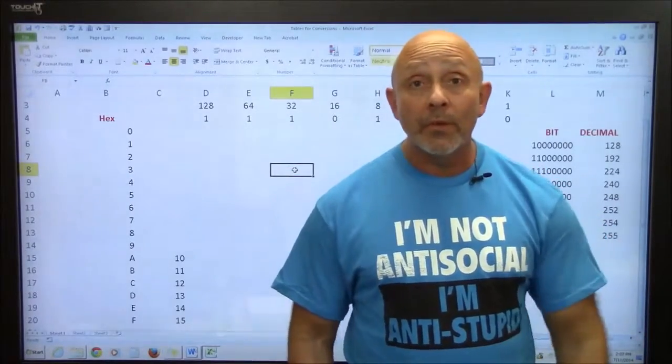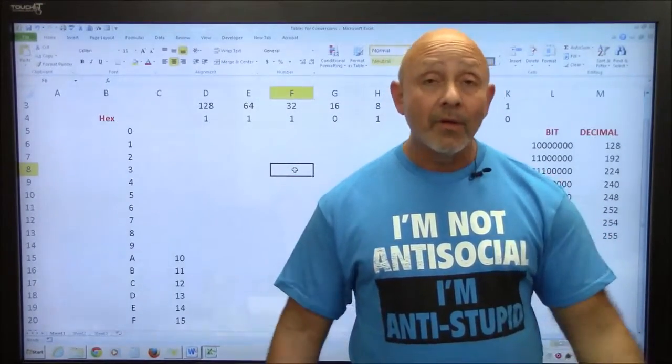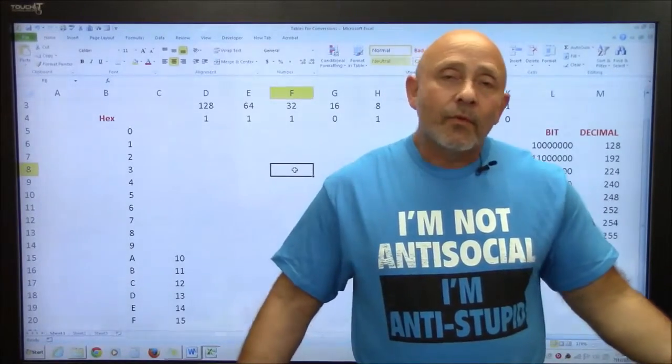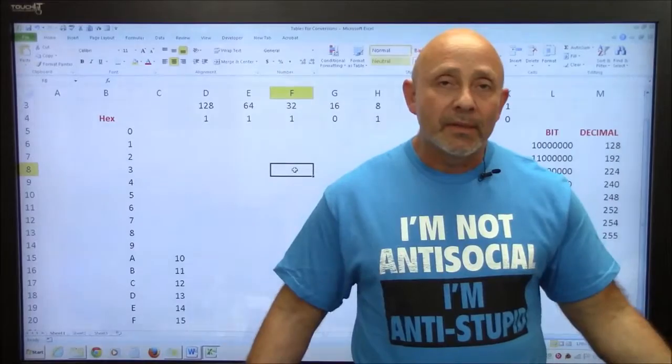When you go to the real world, you're going to be using calculators anyway. Everybody uses subnet calculators, hex conversion calculators. It's just for a test, and again, you're not going to be tested on it.